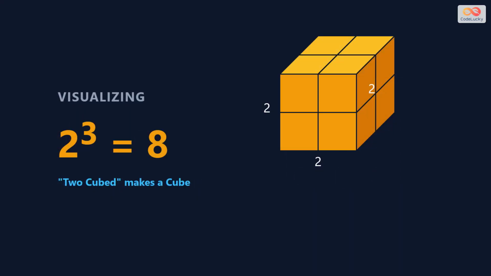Similarly, an exponent of 3 is called cubed because it represents the volume of a cube. 2 cubed means 2 times 2 times 2, which equals 8. You can stack 8 smaller blocks to create a larger cube that is 2 blocks wide, 2 blocks high, and 2 blocks deep.